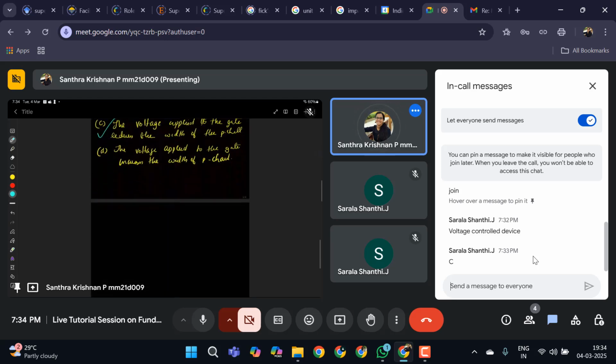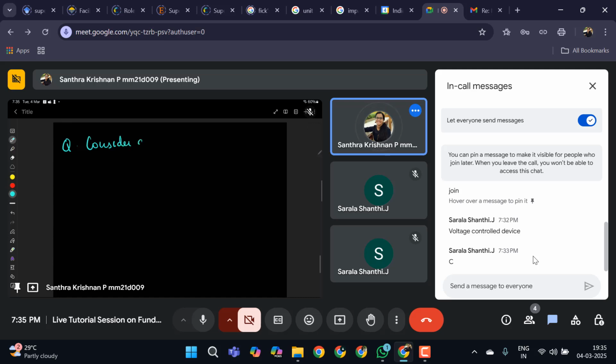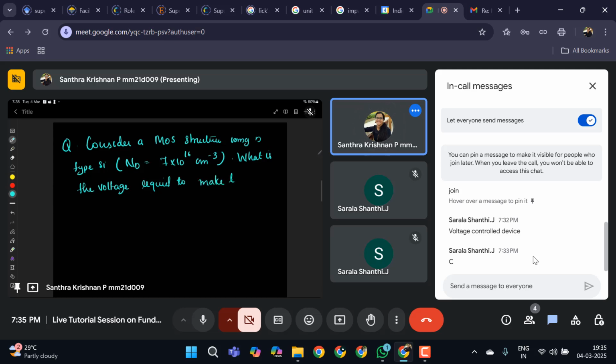Now we'll have a numerical problem. Consider a MOS structure using N-type silicon, and its ND value is given as 7 into 10 power 16 centimeter power minus 3. What is the voltage required to make the surface intrinsic? Give your answer in words.